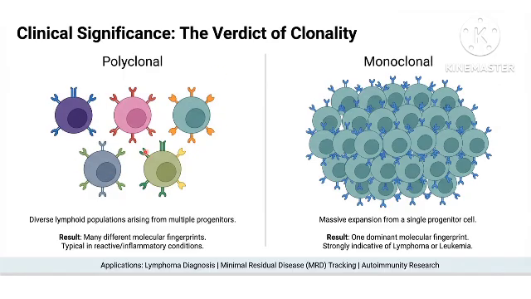So here you can see that diverse lymphoid populations arising from multiple progenitors are seen. They carry different molecular fingerprints. This is typically seen in reactive and inflammatory conditions, whereas massive expansion from a single progenitor cell carrying a unique fingerprint, one dominant fingerprint, is suggestive of lymphoma or leukemia.